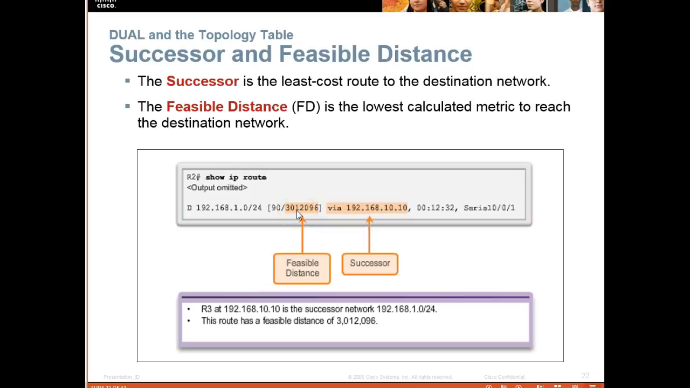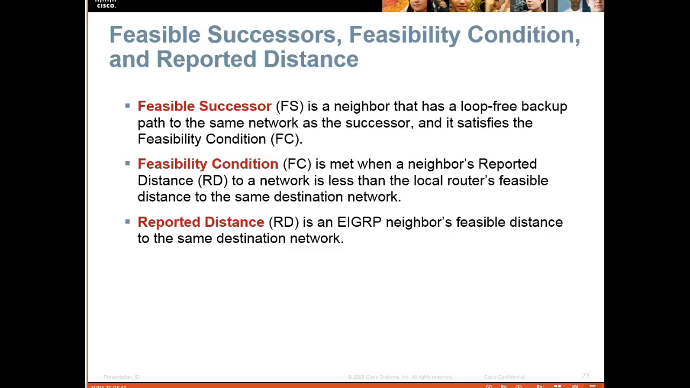So here's the feasible distance. That's the calculated metric we talked about right here. And then the successor is the next hop, to know who it is. All right, no problem so far.